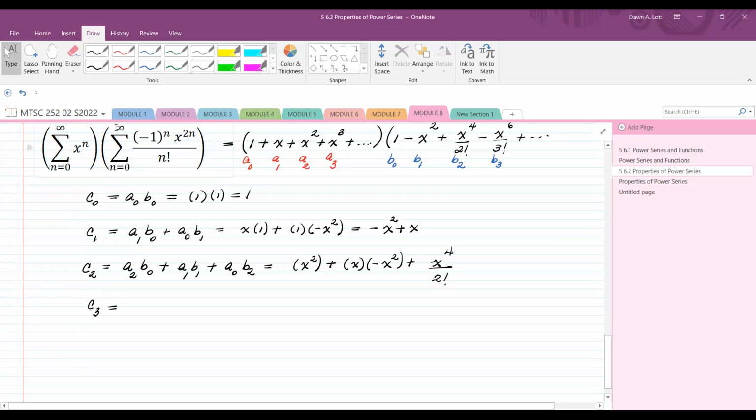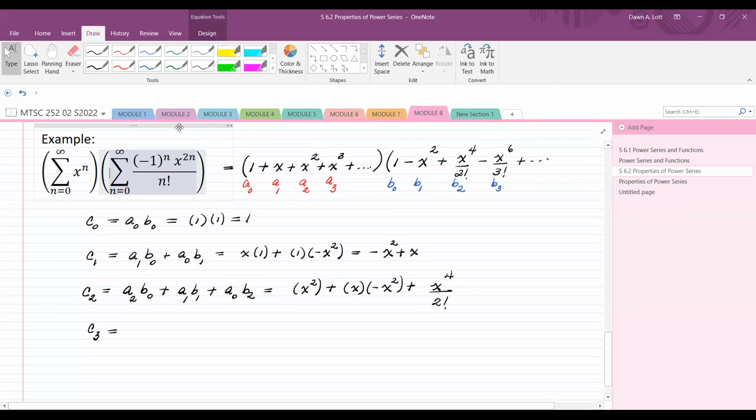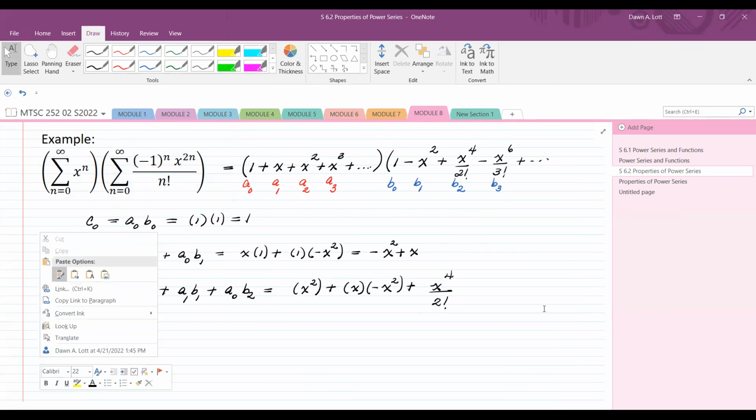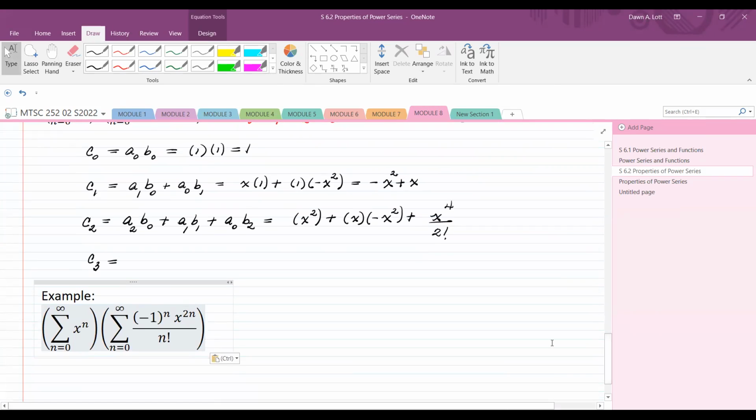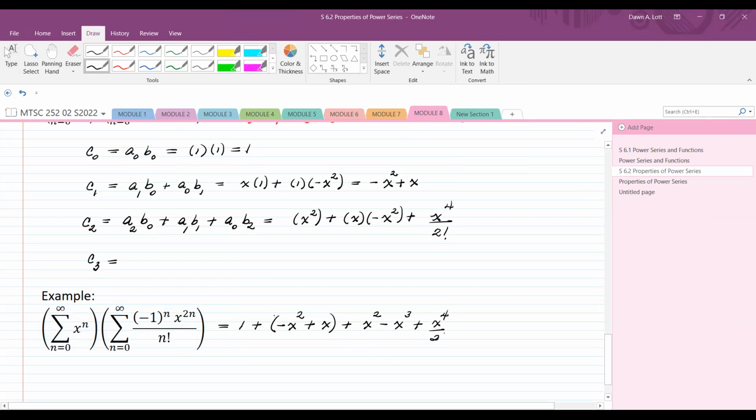So therefore, this series that we have, you can only do it term by term, and it takes forever. So if it asks you for the sum of the product of a series, they're only going to ask for like the first 3 terms. So this is going to be 1 plus negative x squared plus x plus x squared minus x cubed plus x to the fourth over 2 factorial plus dot dot dot.